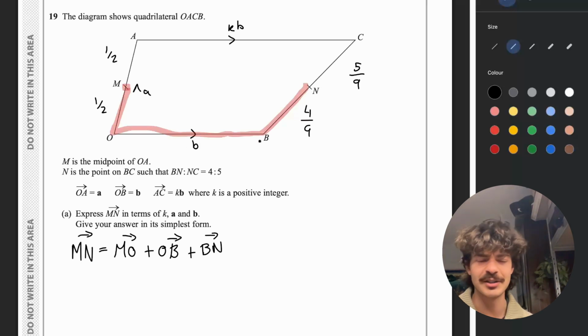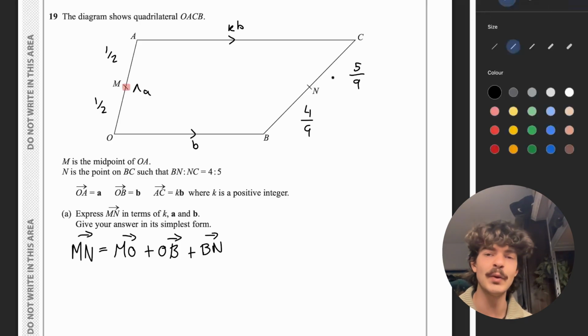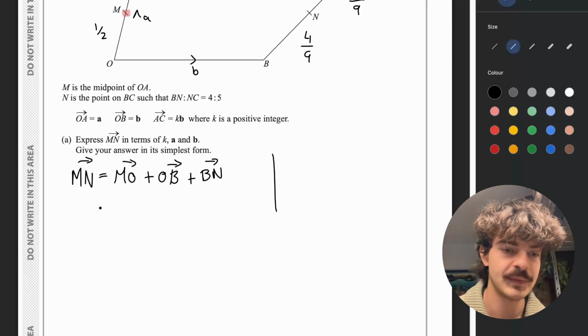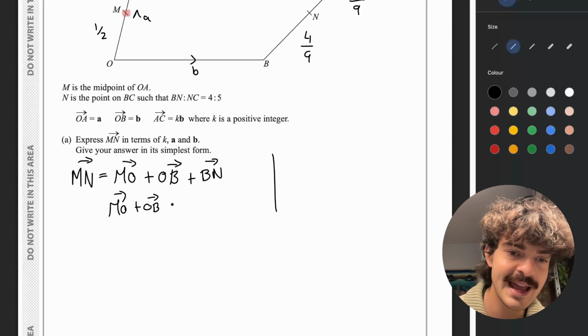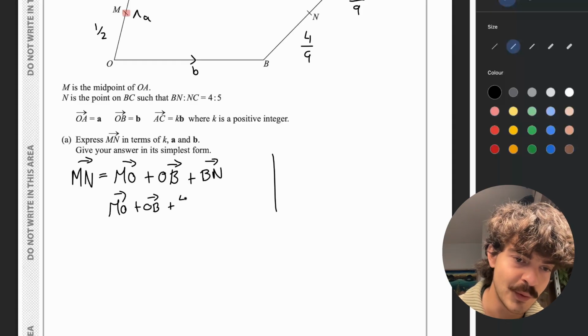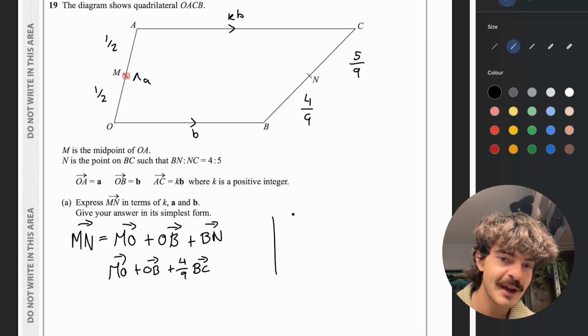We also know O to B straight away. But B to N, we actually don't have very much information about. We're going to have to think about how to do this and how we can approach it. And we know that it's 4/9 of the total distance from B to C. So we can say that we're going to go from M to O plus O to B, and BN, well, that's just 4/9 of the distance from B to C. Cool. And now we need to ask ourselves, well, how would we get from B to C?